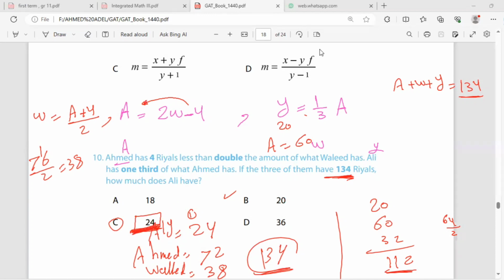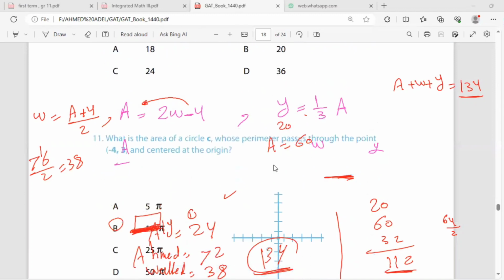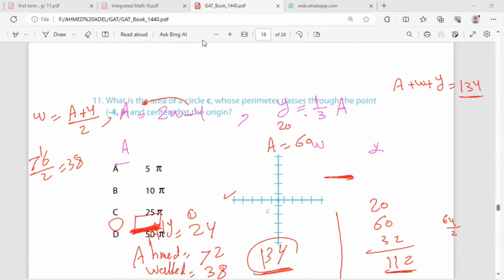You can find another way to find the solution. I found it by trying the choices.